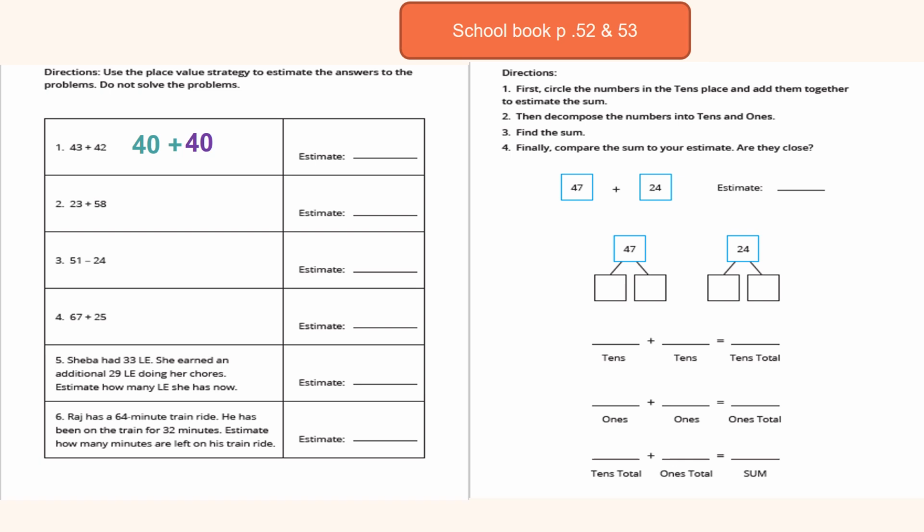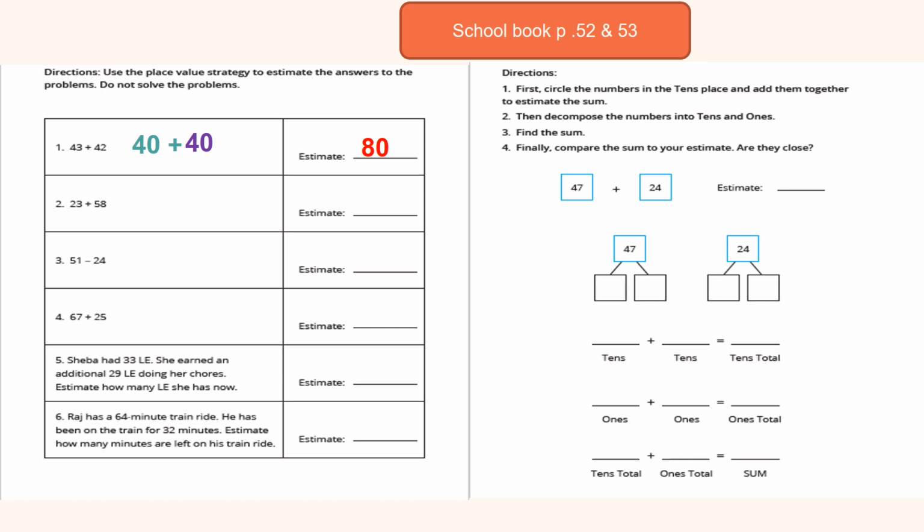Number 2, 23 plus 58. Let's estimate 23. 23 between what and what? Between 20 and 30. Look at ones. Ones is 3. 3 less than 5. So 23, it will be 20.